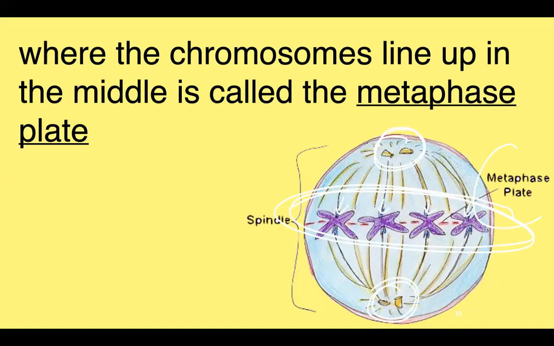Now, lining them up in the middle, I was saying before, the reason why they line up in the middle is to make it super easy to separate the chromatids so that you know that exactly half is going on one side and half is going on the other side.